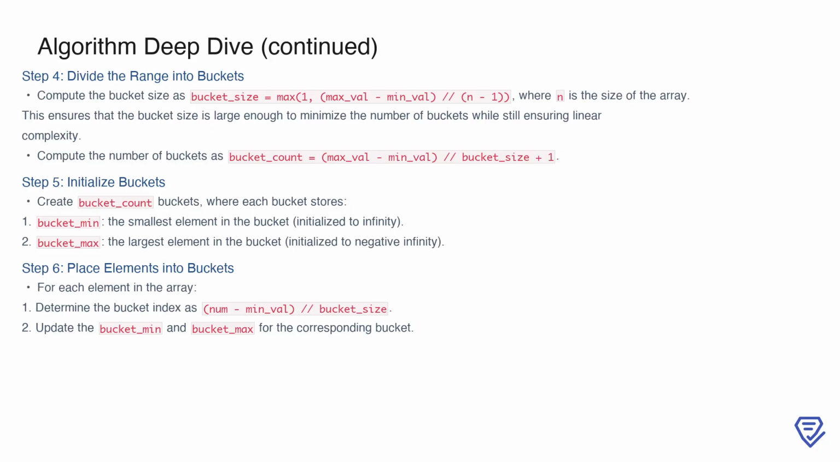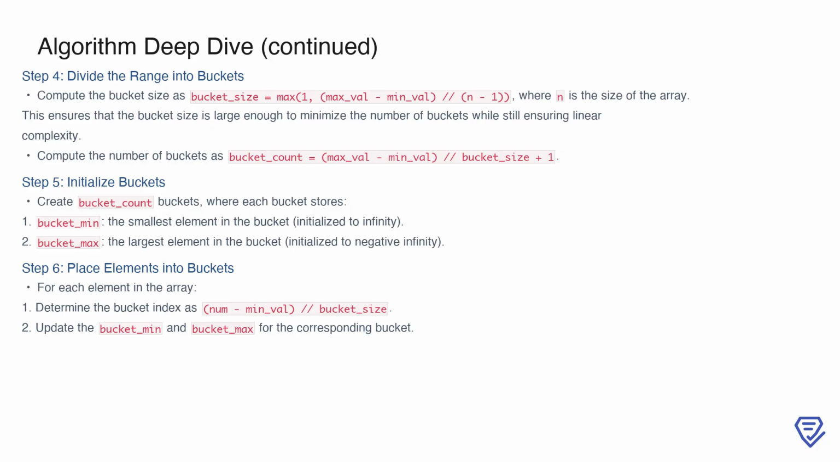Once we have the buckets, we initialize them. Each bucket will store 2 pieces of information: the smallest element in the bucket, called bucket_min, and the largest element in the bucket, called bucket_max. Initially, bucket_min is set to infinity, and bucket_max is set to -infinity.